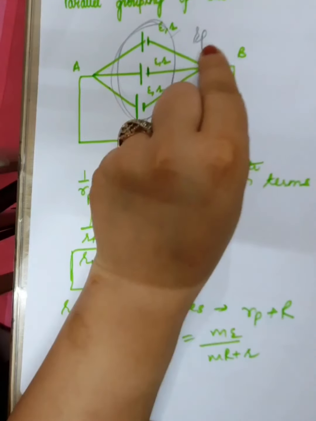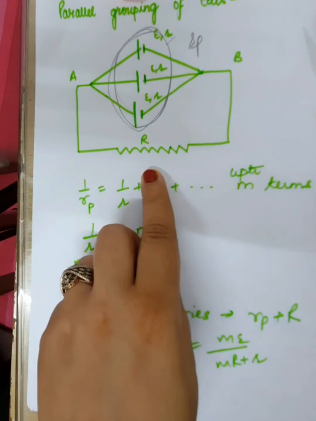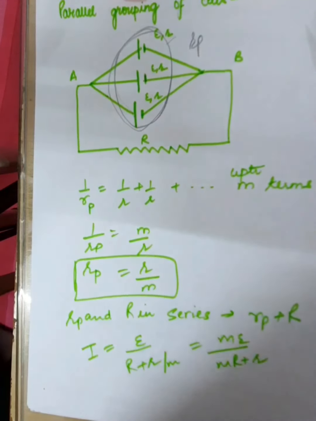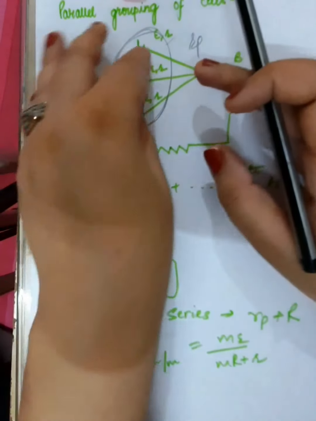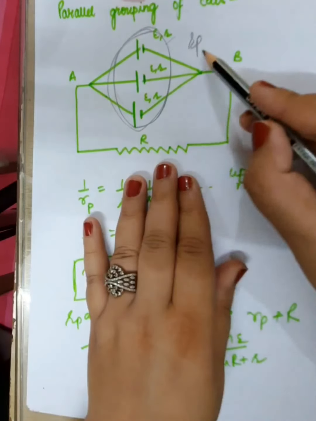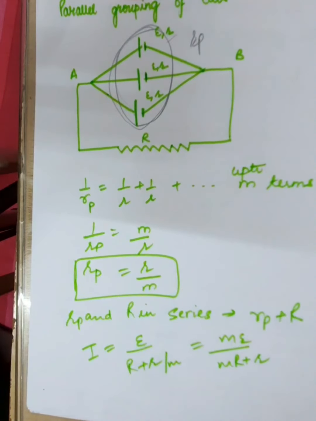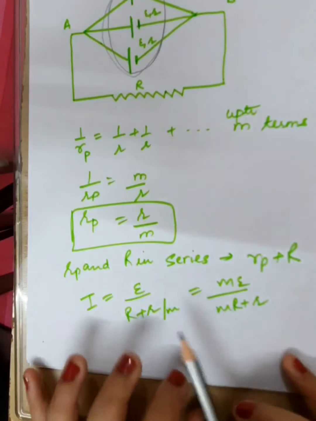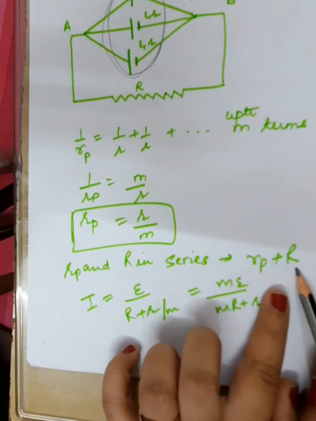Now, can you figure out that this Rp and this capital R both are connected in a series combination, isn't it? Rp is the effective resistance of all these cells and R is some external resistance, and they both are connected in a series combination. So since they are connected in a series combination, what will be the effective resistance? It will be Rp + R.